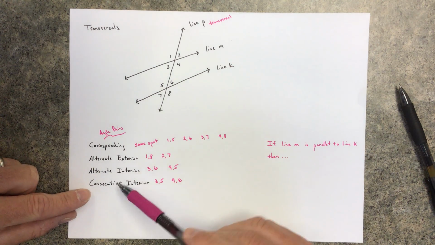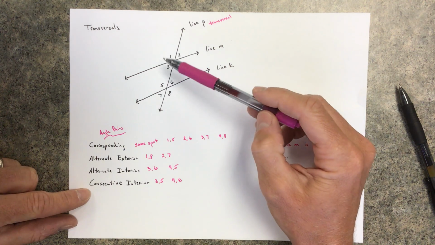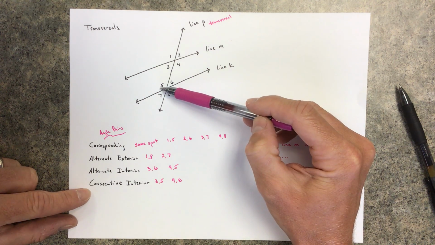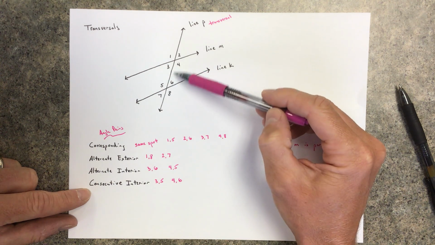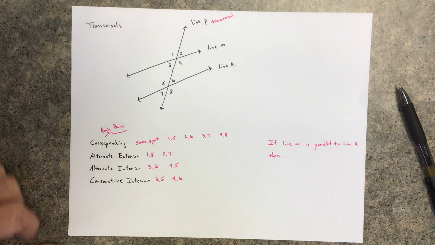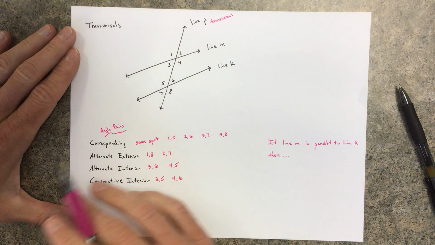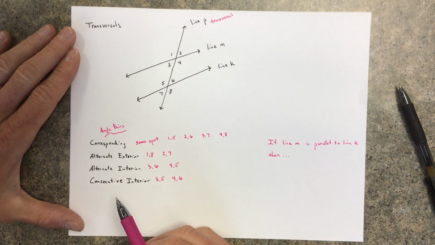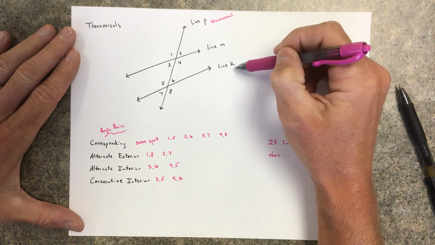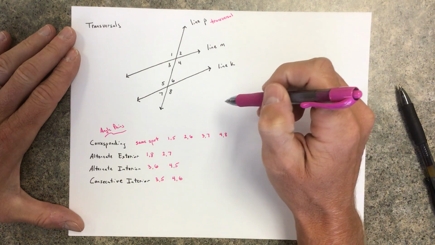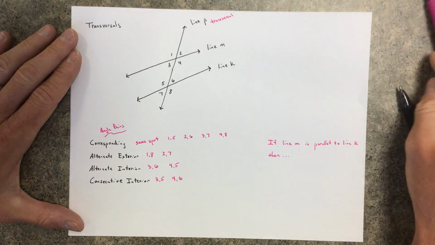And then consecutive, so like next to each other kind of, well, not next to each other because that's actually adjacent, but consecutive just means one and then the other, and they're both interior. So we have a group of interior here and a group of consecutive interiors there. These are true completely independent of how line M and line K are related, right? A transversal forms these angles whether or not the lines are parallel.